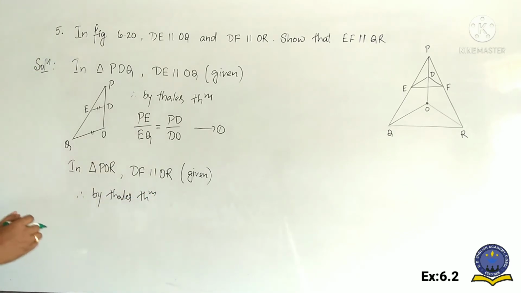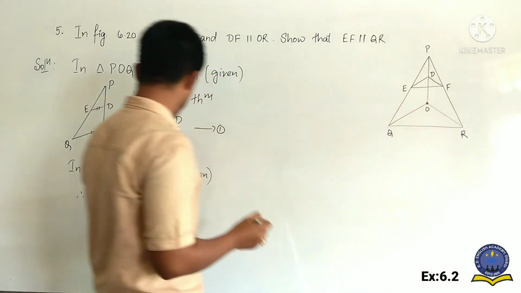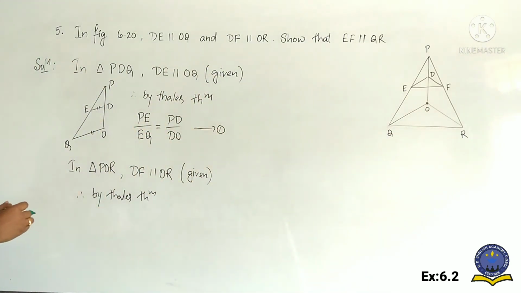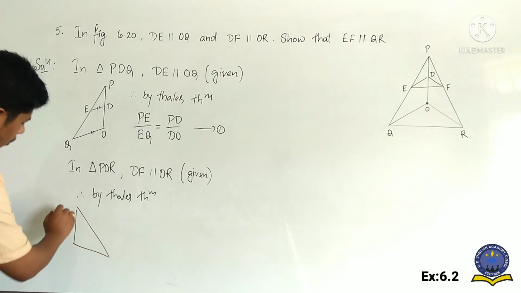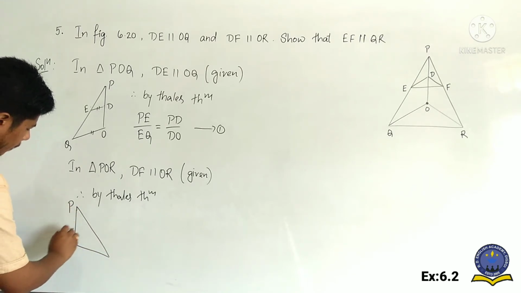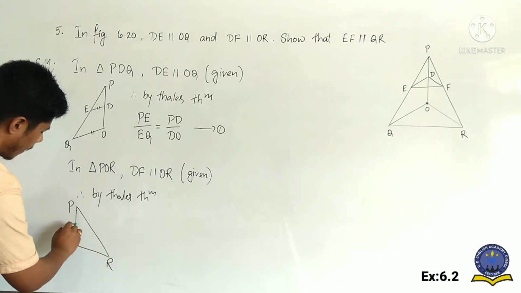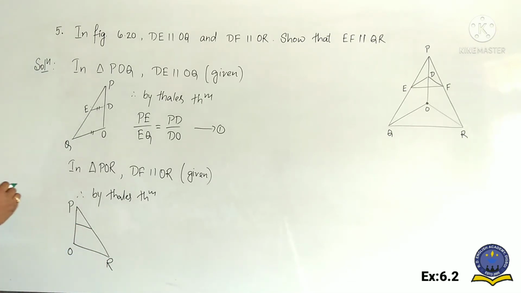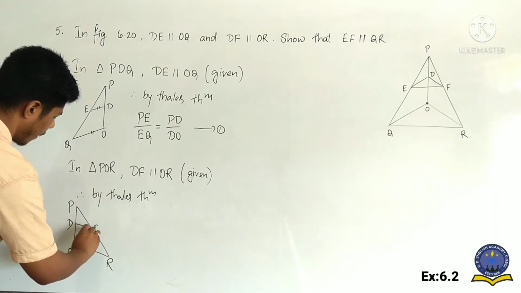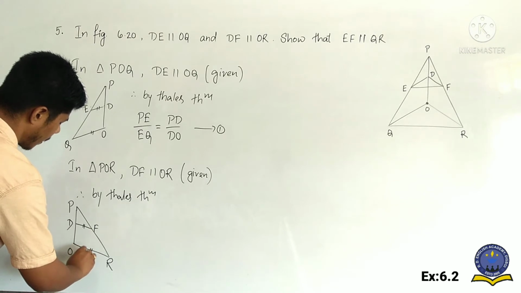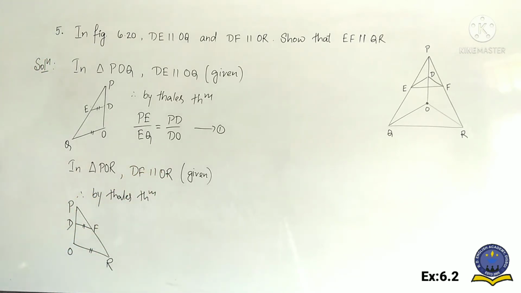If you see the diagram separately, POR, the diagram is like this. This one is P, here this one is O, at this place R, and this one is a parallel line, and this parallel line is DF. So DF parallel to OR is already given to us. So therefore, by Thales theorem, what can we write?